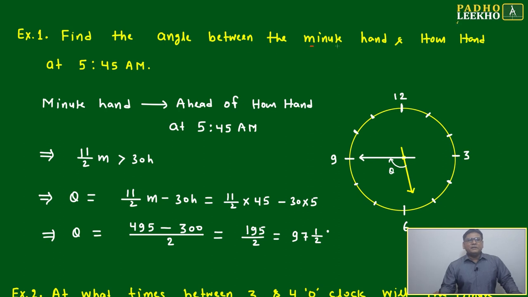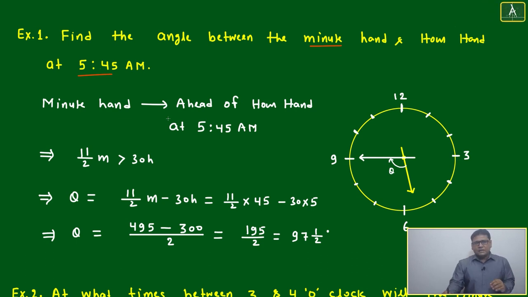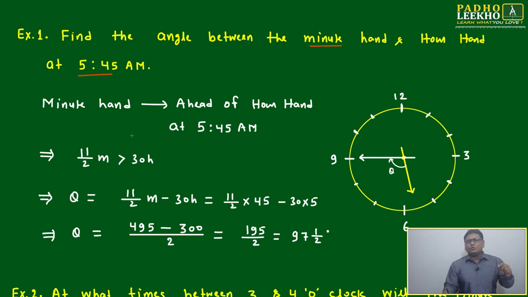Find the angle between the minute hand and hour hand at 5:45 a.m. Now suppose this question is asking 5:45 p.m. No difference. The answer is not going to differ. In place of a.m., it will be p.m., but the answer is not going to differ because the clock is showing only 12 hours. It is not showing 24 hours.